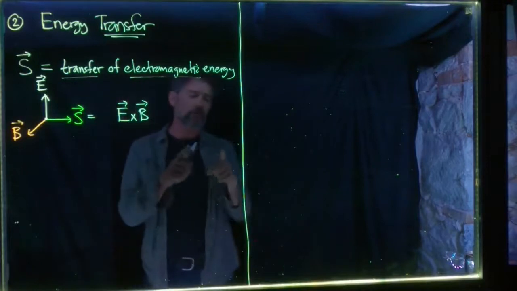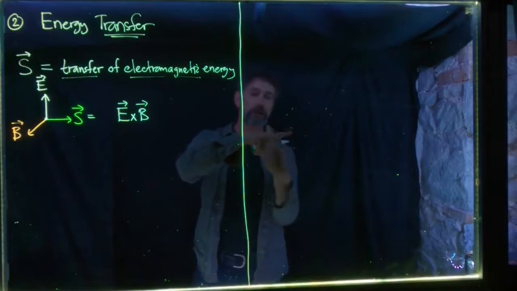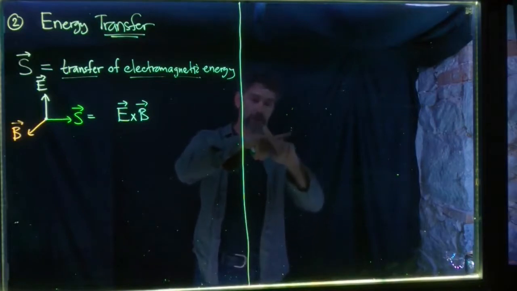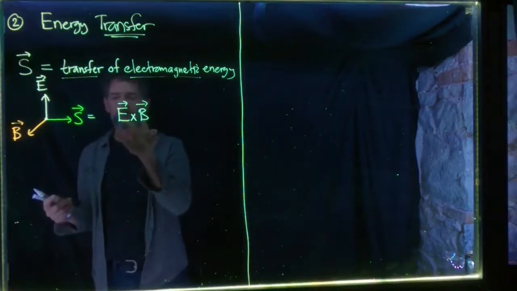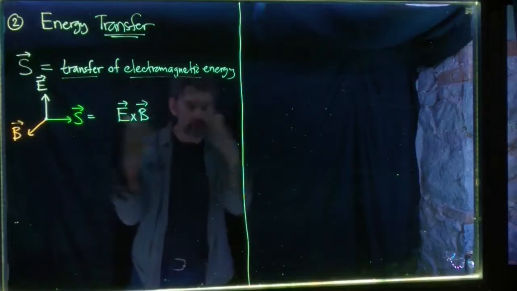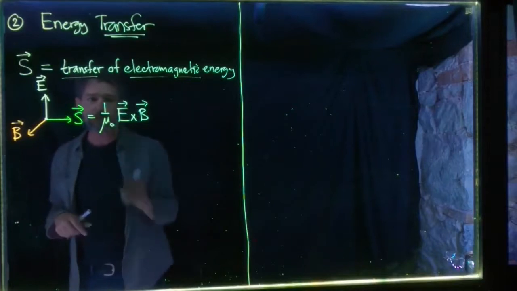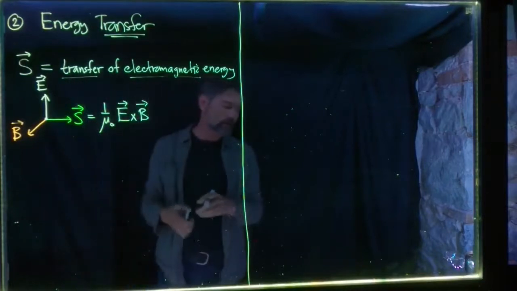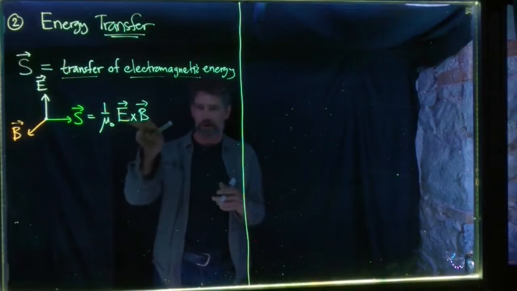So whenever you have two vectors in space, A and B, the vector cross product is a vector that's perpendicular to the plane formed by those two vectors. In this case, the vector cross product of E and B is the direction in which the electromagnetic energy, or the light, is flowing. It turns out that there's a constant, mu naught, called the magnetic permeability of the vacuum. It doesn't matter, it's just some constant. What we really care about here is the direction of the flow of the electromagnetic energy.